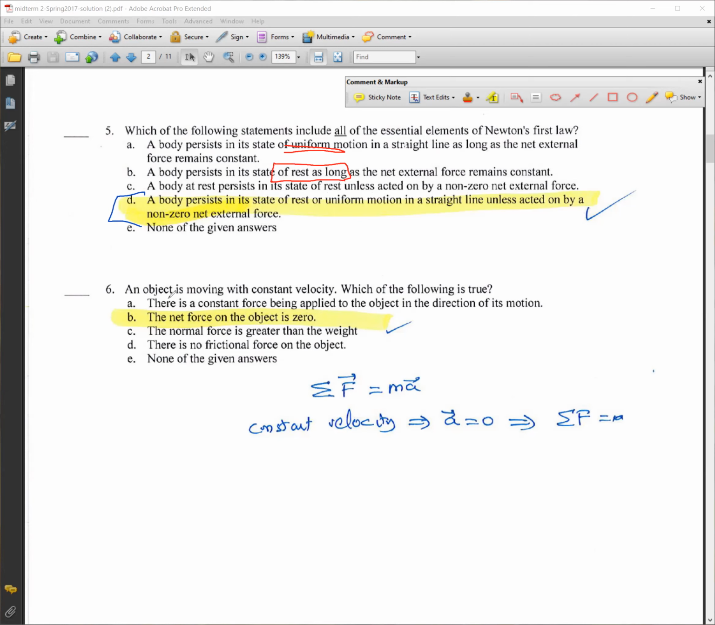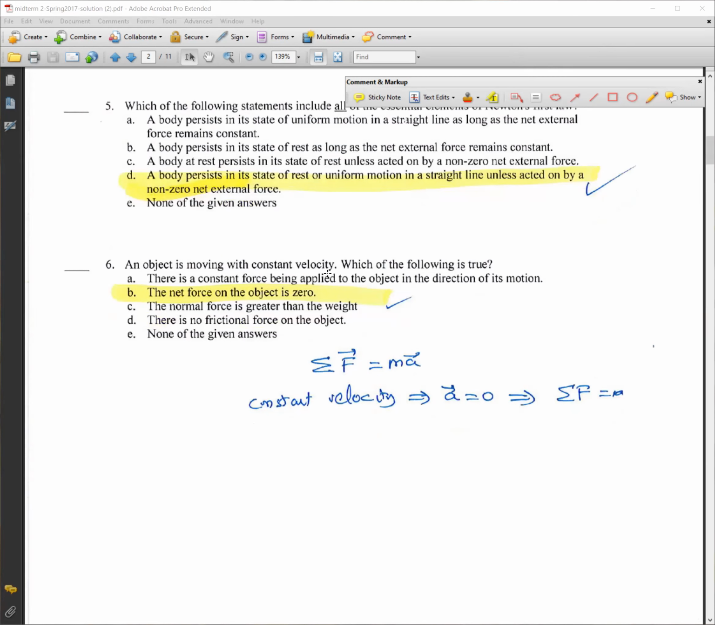Now, question number 6. An object is moving with constant velocity. Which of the following is true? So it's moving with constant velocity. Now, if it's moving with constant velocity, that means it's in equilibrium. And equilibrium means the net force on the object is 0. So that's option B. Something we also talked about countless times. Now, let's move on to the next one.